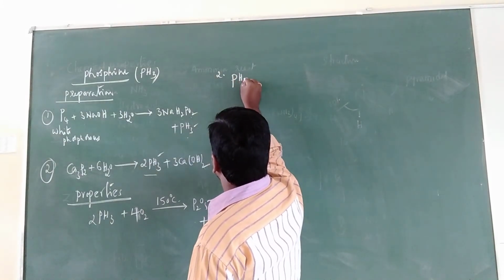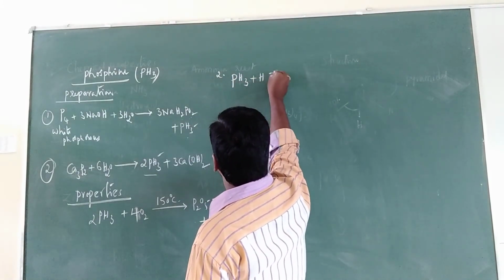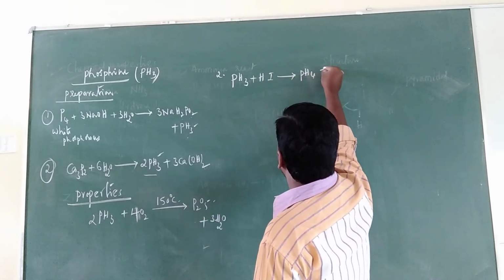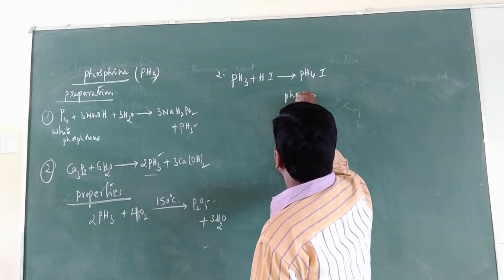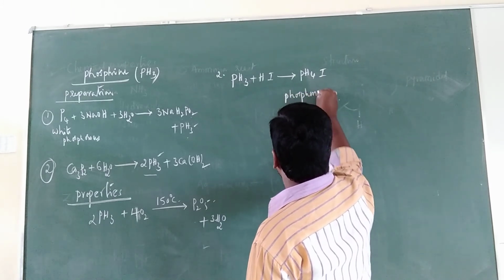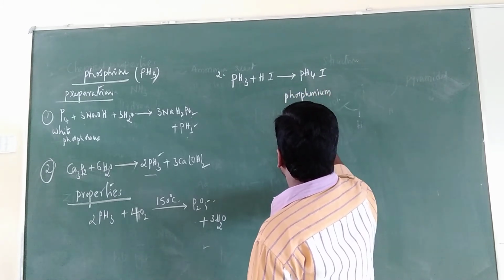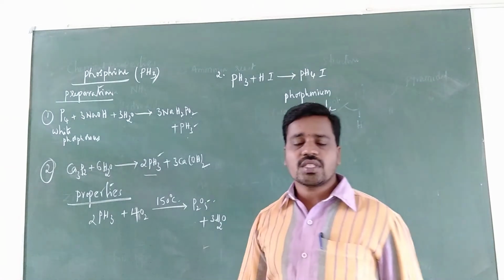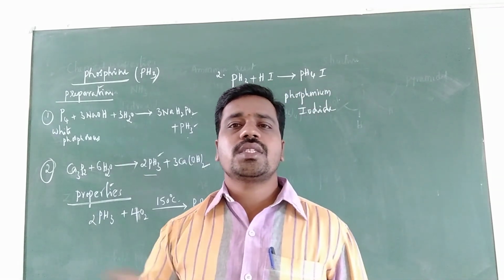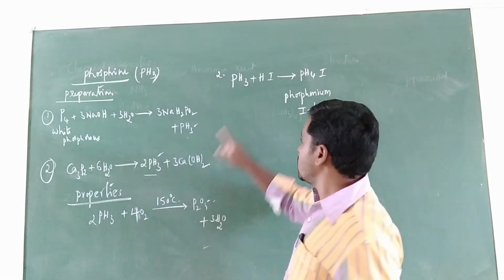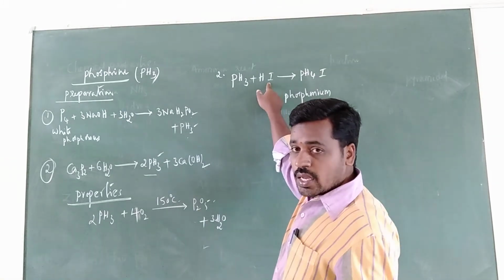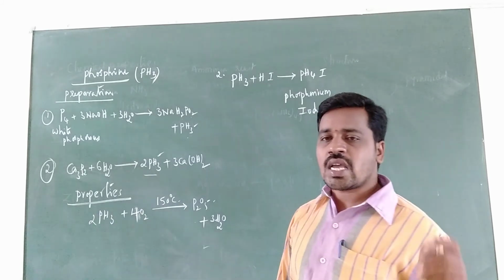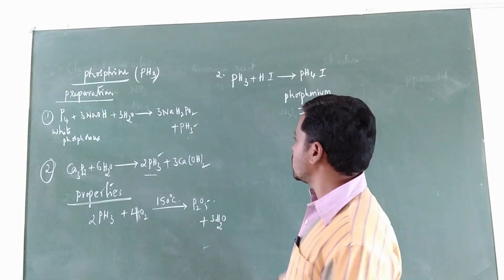Phosphine reacts with HI and forms PH4I, phosphonium iodide, which indicates that phosphine has which nature? Basic nature, because HI is an acid. When any substance reacts with an acid, then we can conclude that it has some basic nature.